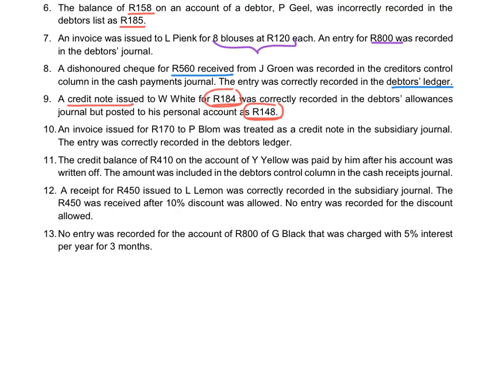An invoice issued for 172 P. Blom was treated as a credit note in the subsidiary journal. The entry was correctly recorded in the debtors ledger. So there is no mistake in the debtors ledger, so there will be no correction in the debtors list. An invoice was treated as a credit note. So it means that we will have to correct the invoice and we have to correct the credit note.